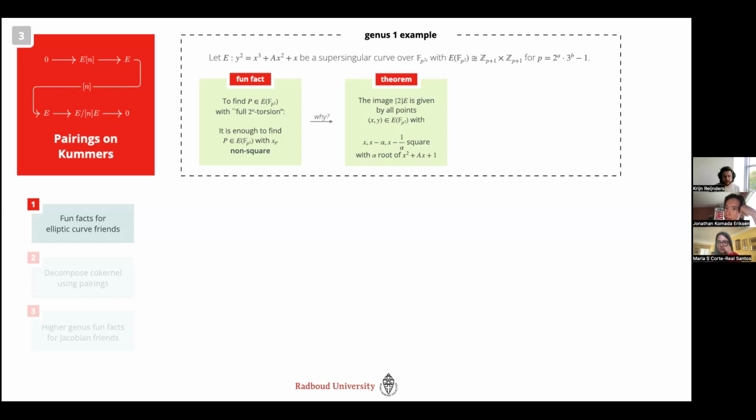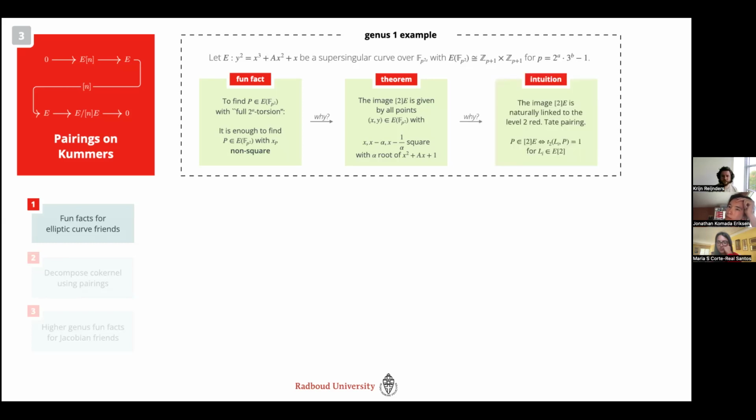Why is that? It is because the image of doubling is given by all of the points xy, where x minus alpha, and x minus 1 over alpha are all square, with alpha a root of the curve equation. And so what it says, if x is not a square, well, it's not going to be in the image of doubling, and so it must have this full 2A torsion.